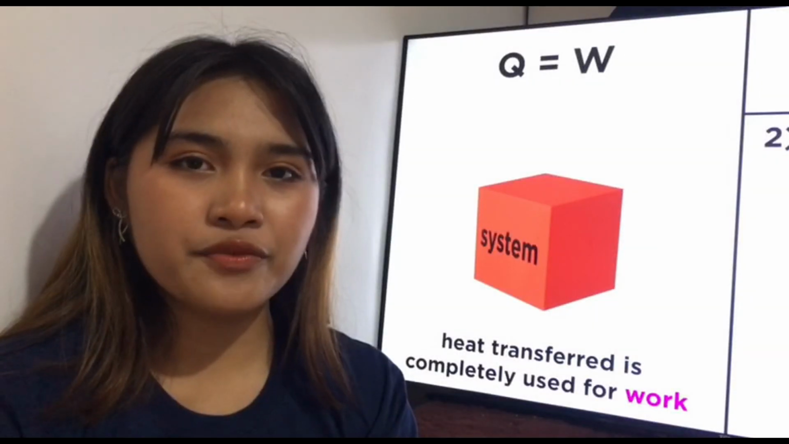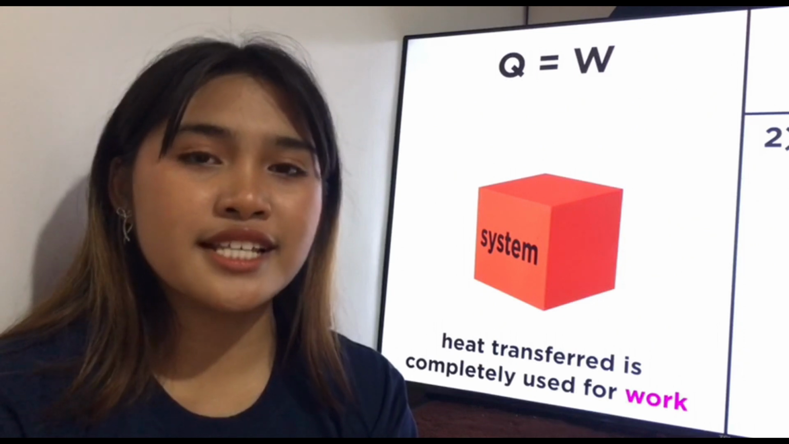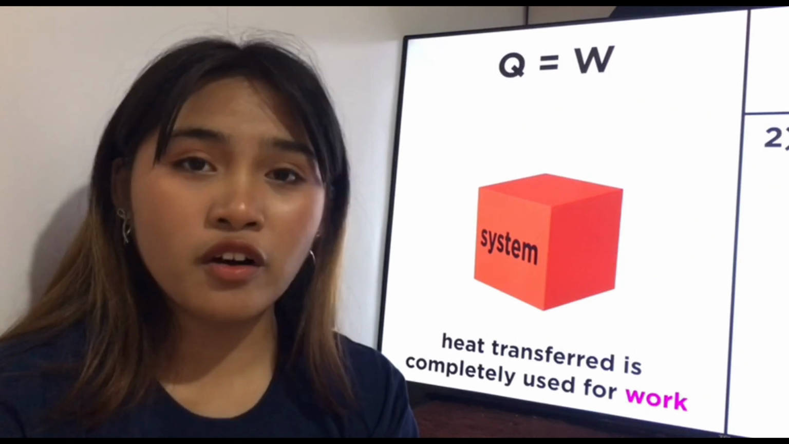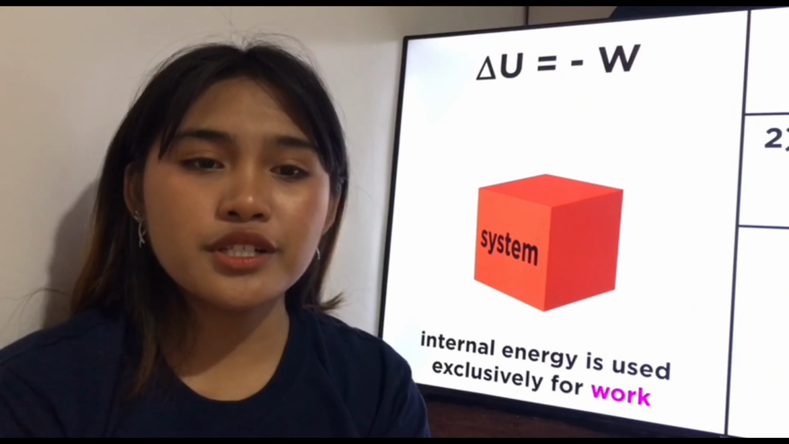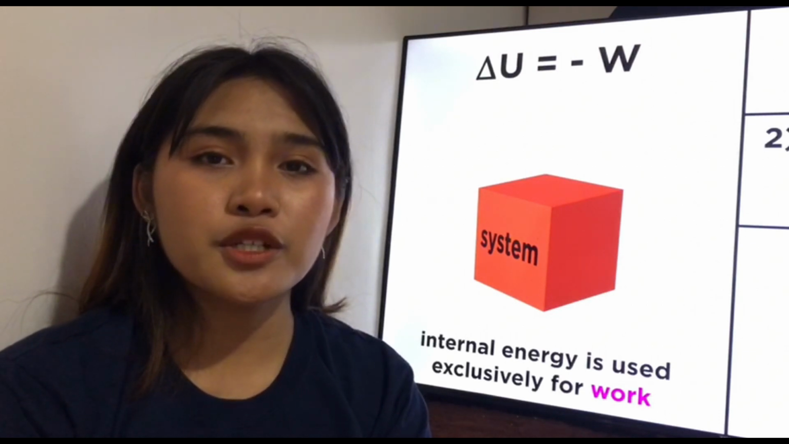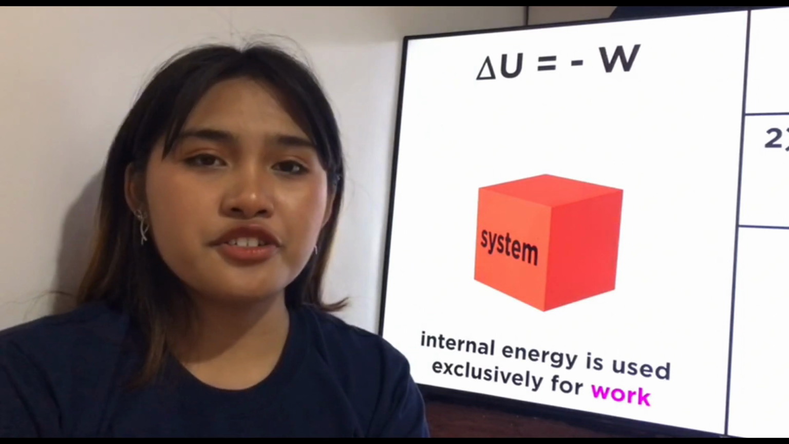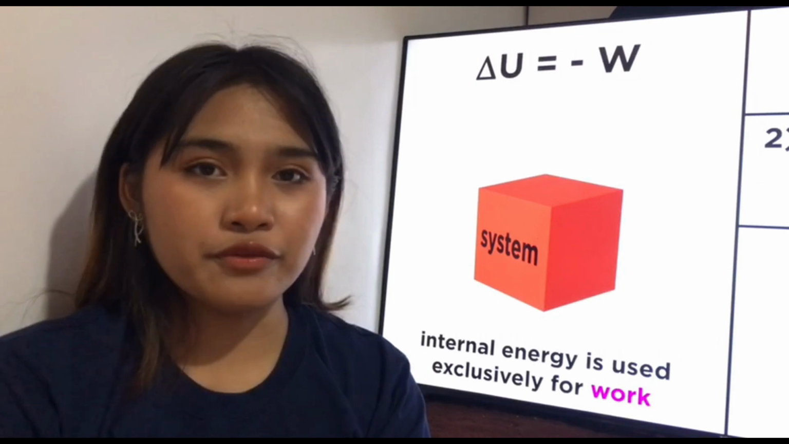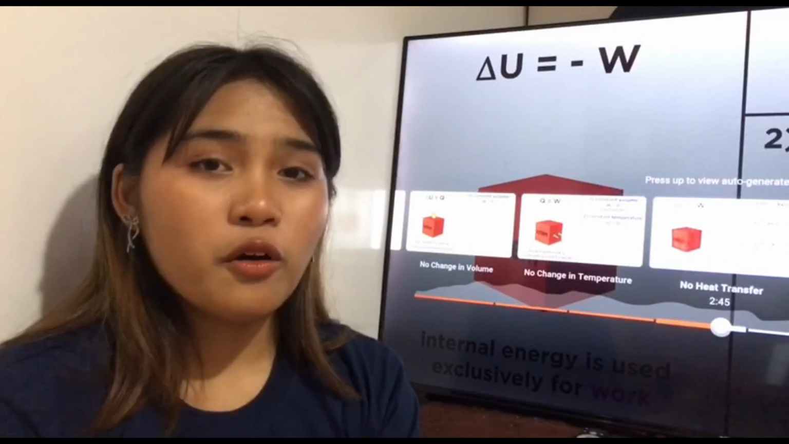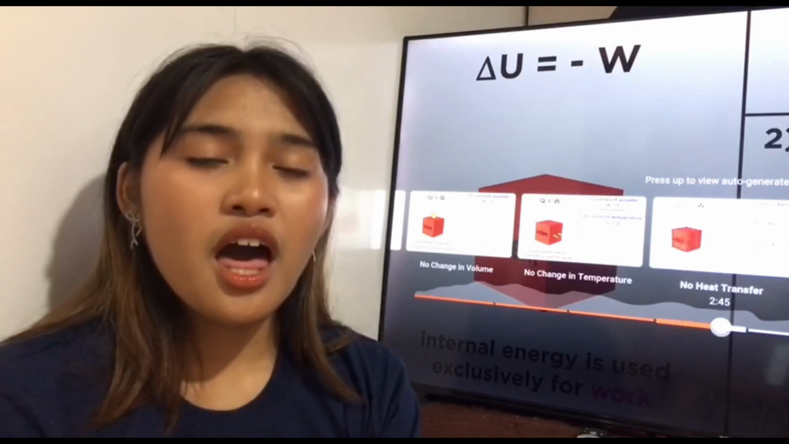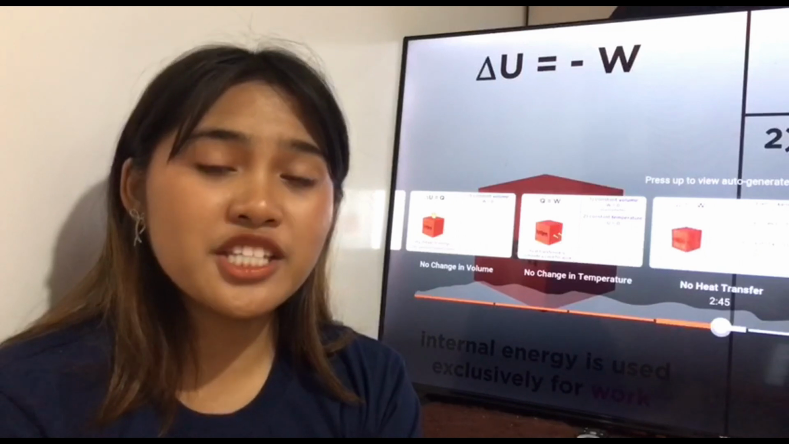Let's take a car engine for example. When combustion happens, heat is being converted into energy in order for the car to move. There is no heat transferred. Q is equivalent to 0, which means that delta U is equivalent to negative W. When this happens, internal energy is used only for work. This is when work is being done to the surroundings, or the surroundings do the work. This is called the adiabatic process, which means there is no heat transfer.